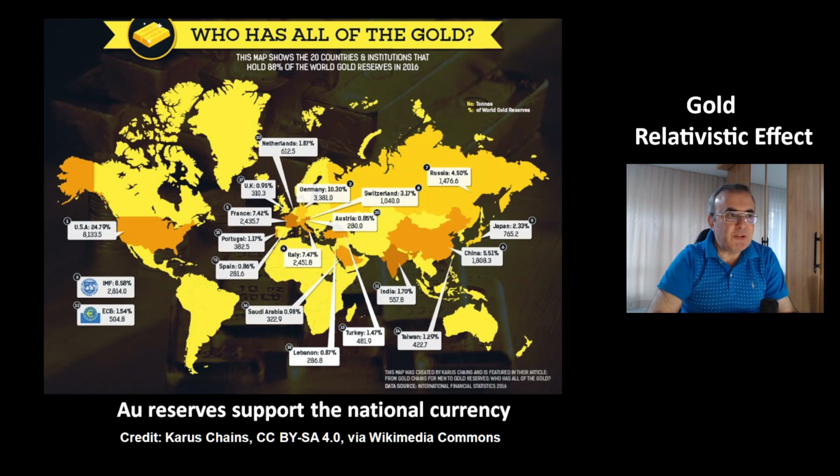This picture shows you the gold reserves of all the rich countries. You can see USA has about 25% with over 8,000 tons. Germany 10%, France 7%, Italy 7%. And gold supports the national currency.